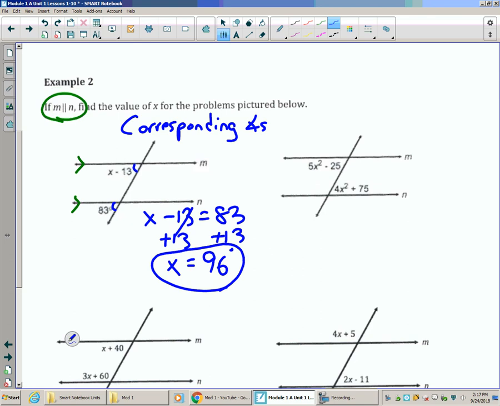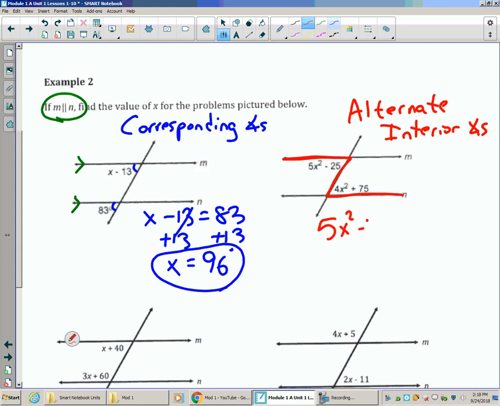Likewise, in the second picture in example 2 here, we have 2 more parallel lines with a transversal. The 2 angles we have here are alternate interior. And again, I can tell that by that Z shape that I can draw. So let me just write out alternate interior angles. And again, those 2 types of angles are congruent also. So we have 5x squared minus 25 equals 4x squared plus 75.